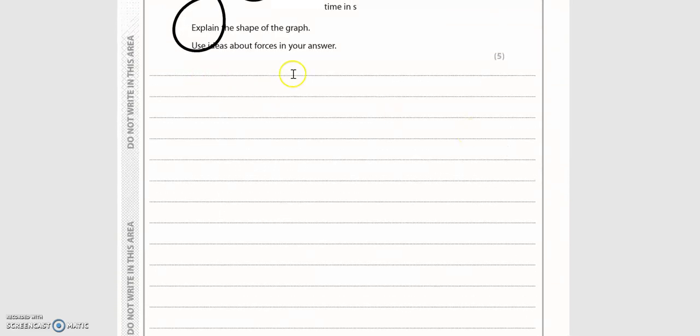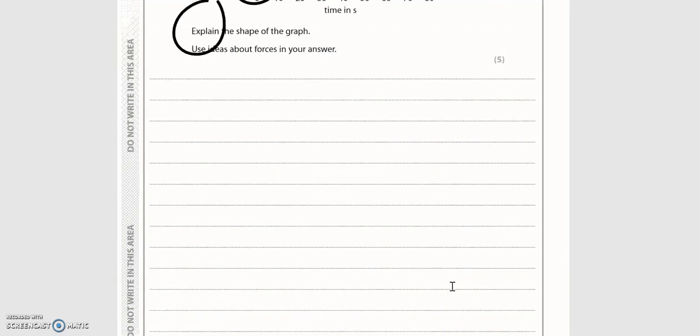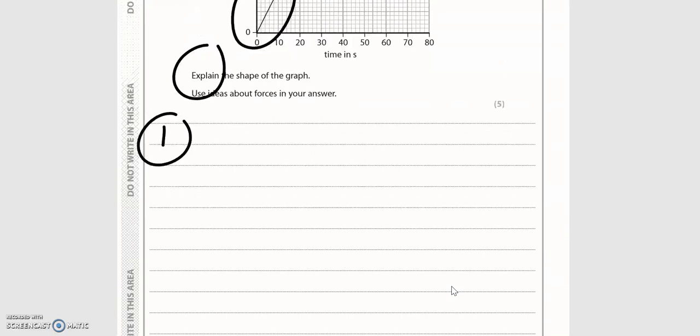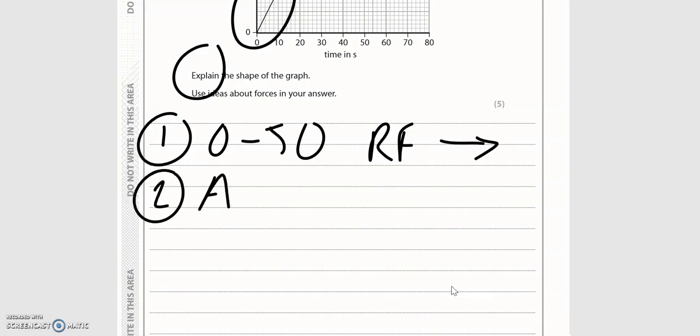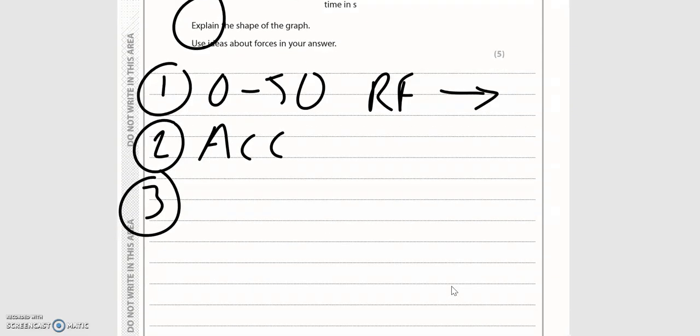I've talked through a lot of those marks, so let me tell you exactly what you can get the marks for. Okay, so 1 is for realising that between 0 and 50 seconds there's a resultant force forwards. And that means that it's accelerating. So between 0 and 50 seconds it's accelerating. And 3rd possible mark you could get is that air resistance increases as the speed increases.